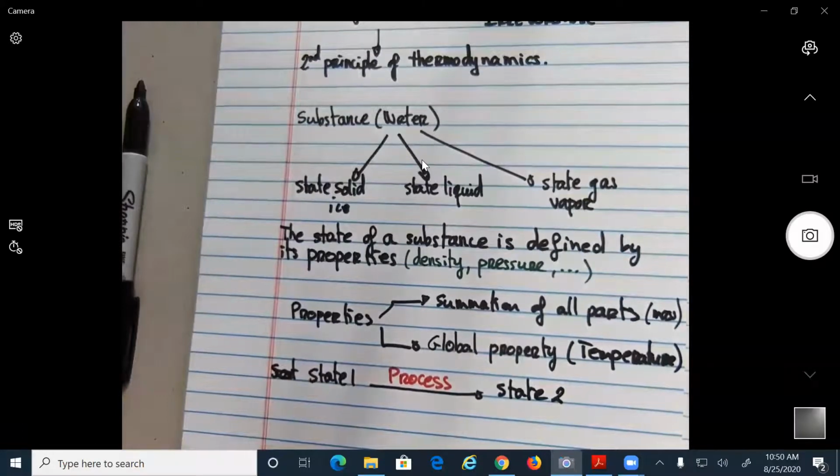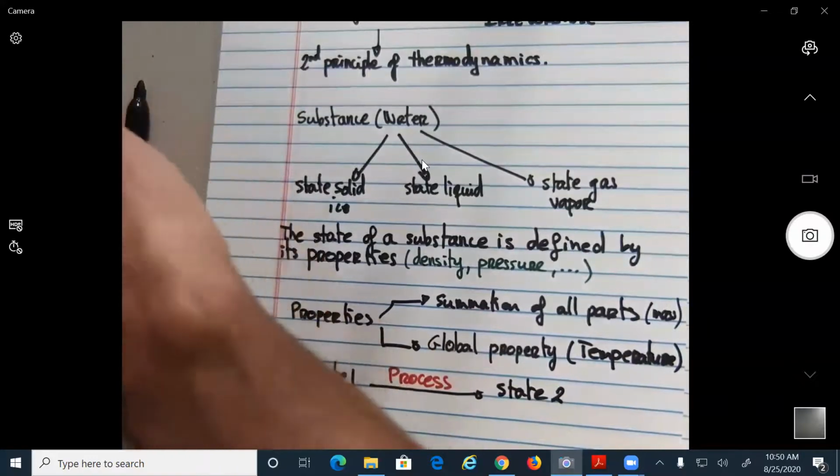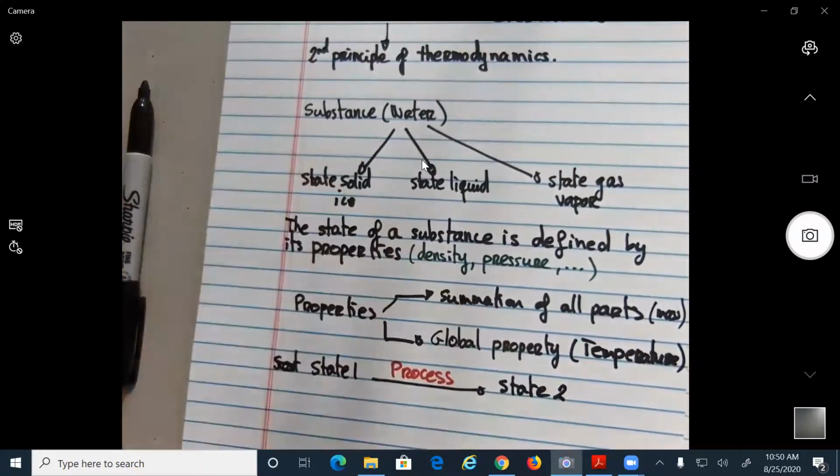Okay, so you have different processes. Let's say you can have a process that will be constant. How do you call a process that will be at constant temperature? It will be an isothermal process, constant temperature. Then constant pressure will be isobaric. Constant volume will be also correct. But again, we will look at this again.